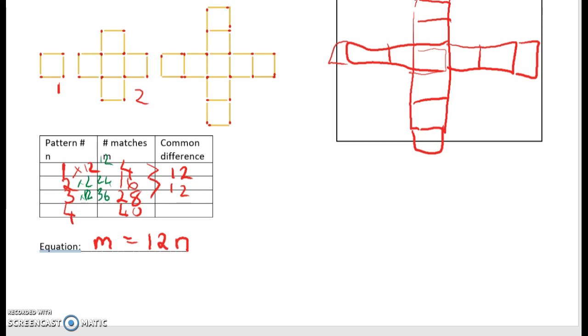What do I have to do to each of these numbers to get that next term? What do I do to 12 to give me 4? Good. I have to minus 8. Check. 24 minus 8 does give me 16, so it's minus 8. 12n minus 8. My number of matches is 12 times the pattern number, minus 8. Good job.